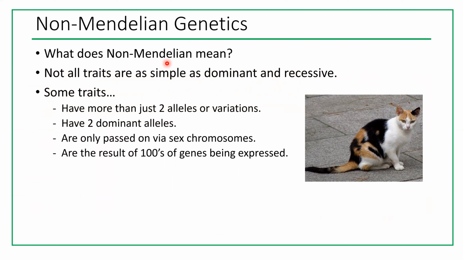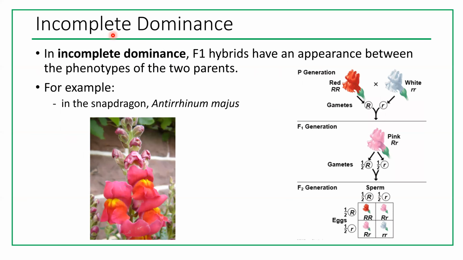Over many experiments, we accepted the hypothesis and laws that Mendel provided us as reliable. But of course, life is more complex than just simple dominant and recessive. So one example of non-Mendelian genetics is incomplete dominance.